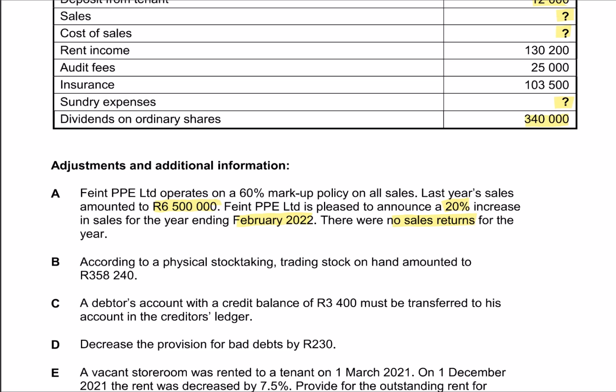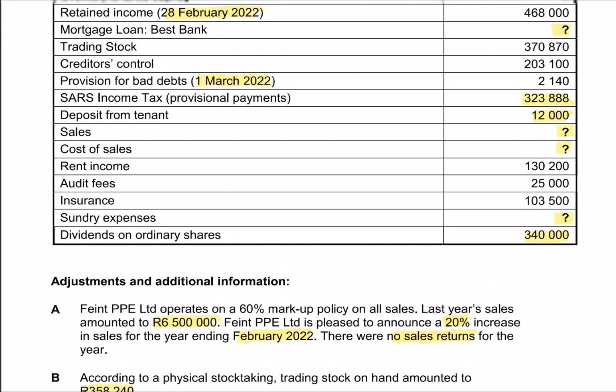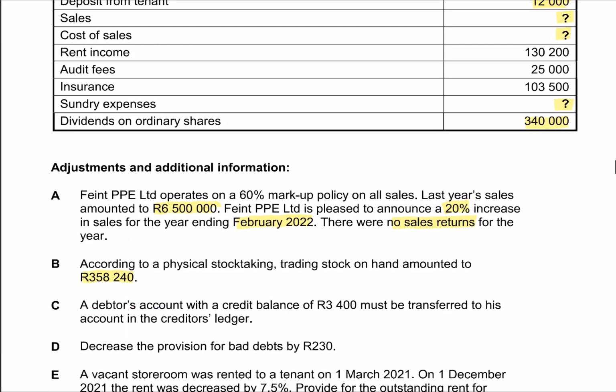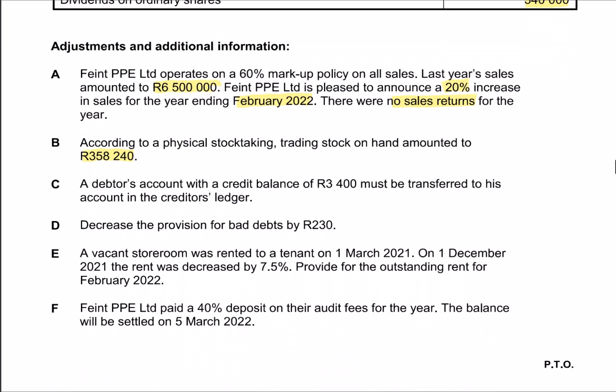According to the physical stock count, trading stock on hand amounted to 358,240. To compare it with the trading stock that we have, it seems there's a stock deficit there. A debtor's account with a credit balance of 3,400 must be transferred to his account in the creditors ledger. So a debtor has a credit balance, and you need to transfer it to his account in the creditors ledger. That basically means this particular debtor is your creditor too.